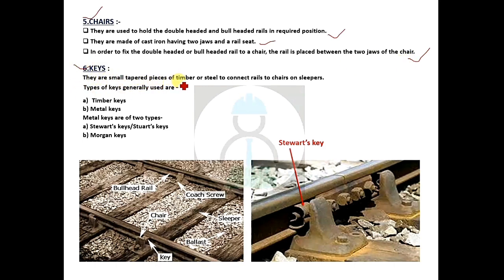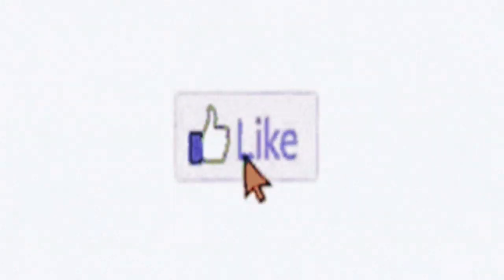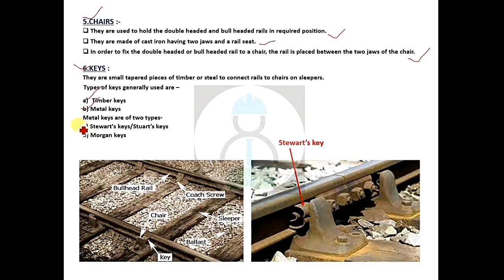They are small tapered pieces of timber or steel to connect rail to chair on sleeper. So the main function of key is to join the rail with the chair. Types of keys generally used are timber key and the metal key. Metal keys are of two types. One is Stewart key and second one is Morgan key.